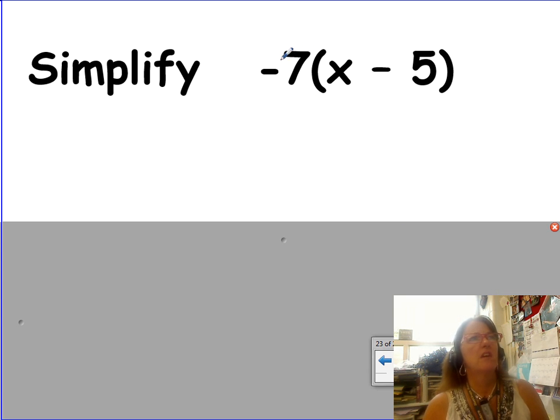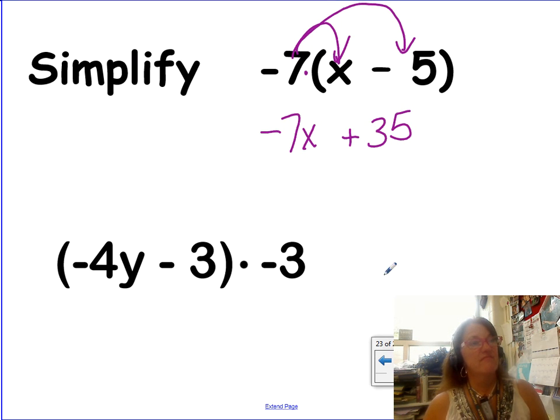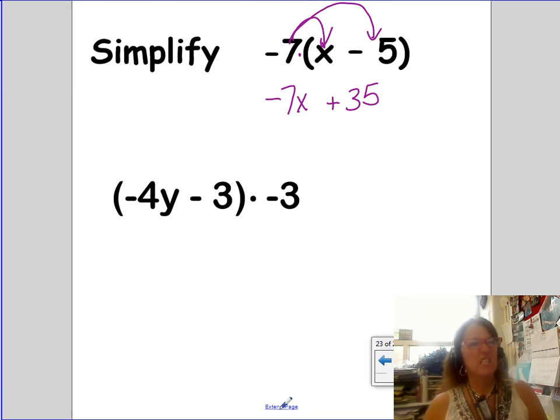Let's look at this one. Okay, it's up in front again. Negative 7 times this whole quantity, x minus 5. I'm going to get negative 7 times the x. Then I get negative 7 times this minus 5, which is positive 35. Done. Oh, look at all this negativity.